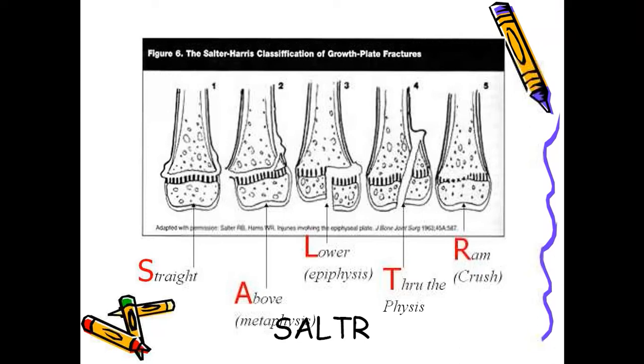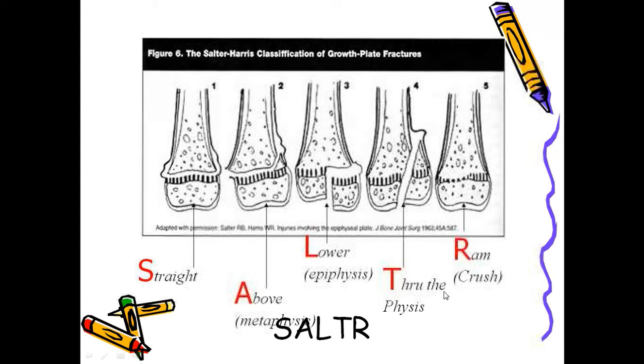So the Salter-Harris classification of growth plate injury includes mainly types 1, 2, 3, 4. Type 1 is a straight fracture through the physis. In type 2, the fracture extends into the metaphysis like this, so there is a formation of a spike. See, this is a spike. In type 3, there is a fracture of the lower epiphysis, vertically extended and again horizontally. And in type 4, the fracture line extends through the physis and metaphysis both.